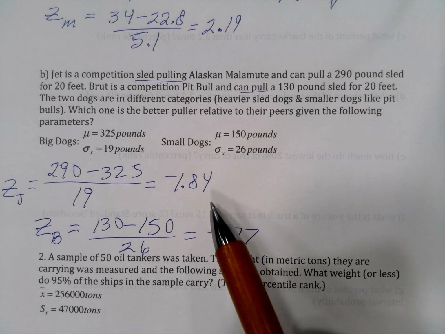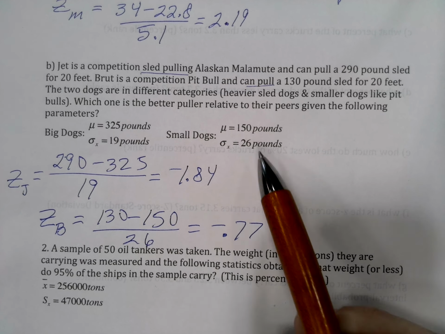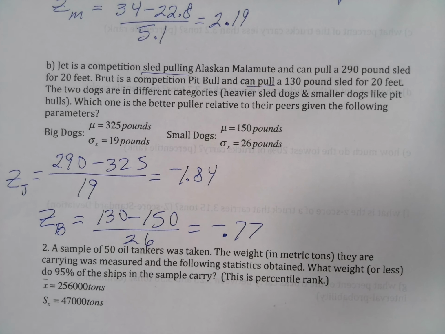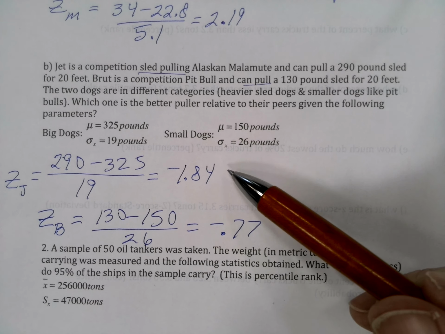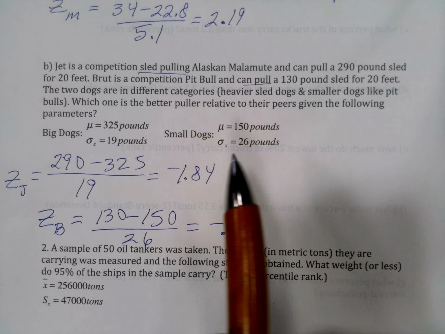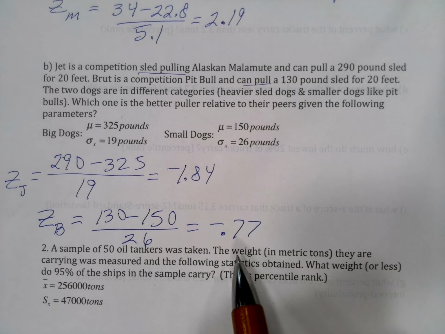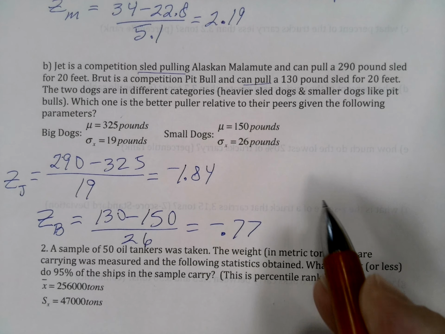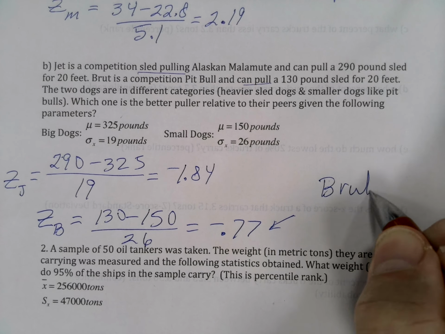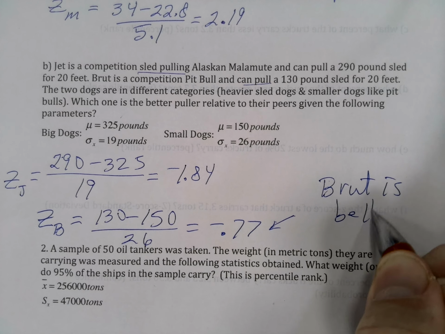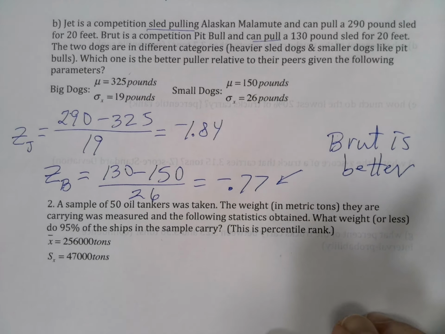So when I look at these, they're both negative. So both dogs are actually worse than their average, right? They're lower than average at pulling. So they're not great at pulling. But we just want to know which one is better, which one's a better puller, right? So since they're both negative, I want the one that's least negative. So actually the Brute is better. He's less worse, if that makes any sense.